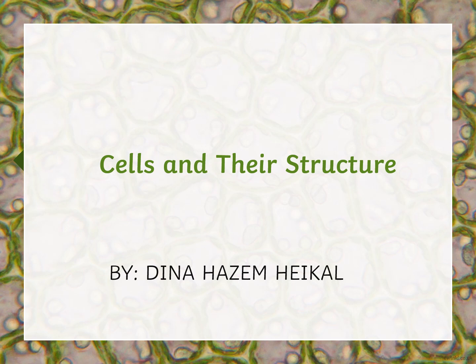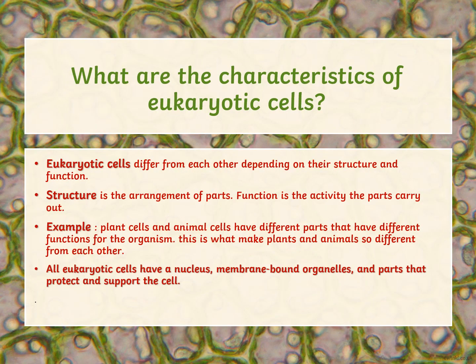Our lesson today, talking about the cell and its structure, is our third lesson in this unit. Okay, let's start. We talked about the eukaryotic cell and prokaryotic cell, and that the cell consists of two types, eukaryotic and prokaryotic. The eukaryotic cells differ from each other depending on the structure and the function. We differentiate between the eukaryotic and the prokaryotic by the structure and function.